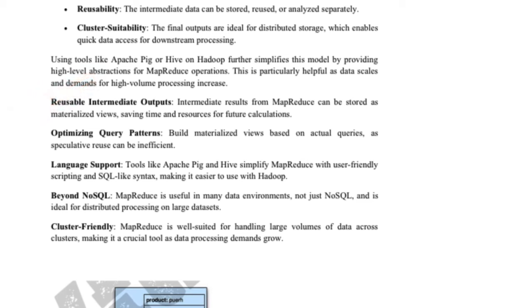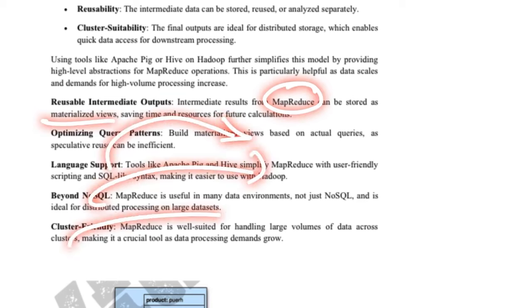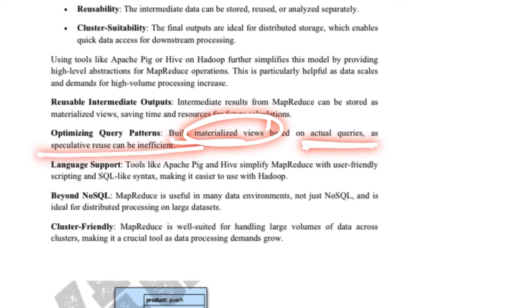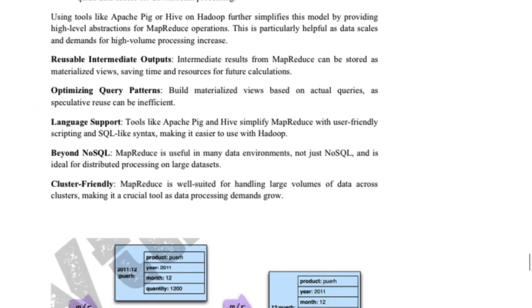Next we have reusable intermediate outputs. So these outputs from the map reduce can be stored as materialized views, thereby I can use them whenever I want the pre-computed output. Then we can optimize the query patterns. So we can build the materialized views which are based on the actual queries. Speculative reuse can be inefficient here.